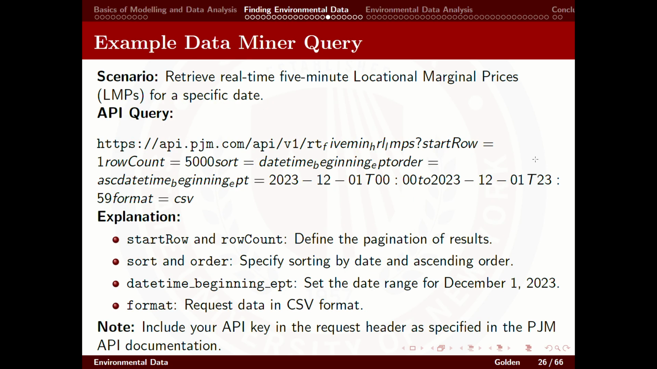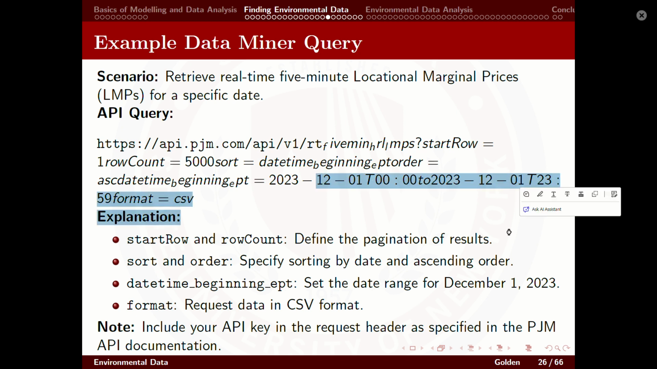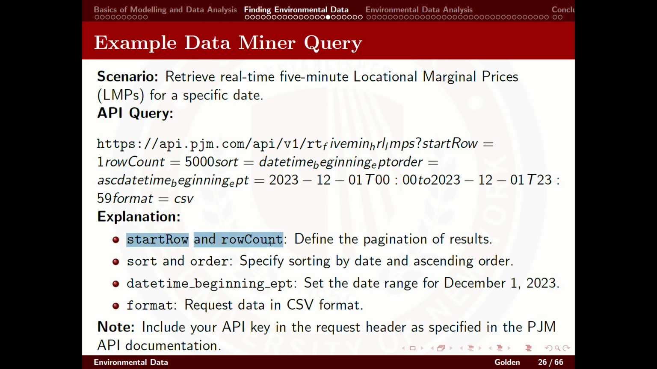Really, really great data. So here's an example Data Miner query: retrieve the real-time 5-minute locational marginal price for a specific date. Here's PJM's API. You can only get 5,000 rows at a time, so you want to loop through, because there's going to be more than 5,000 for a period of a month. In the PJM API, there are four different levels of granularity. You have a start row and a row count to define the pagination of results. You're going to have sort and order, where you tell it how you want to sort and order the data. You give it a date range and give it a format.